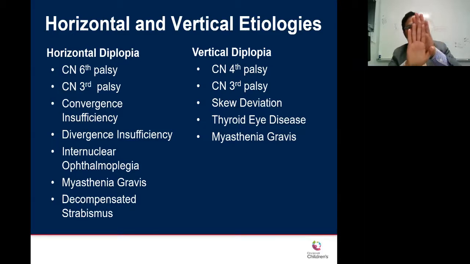Now, when you start to tell me that it's vertical, right, then you have to start thinking about what cranial nerves affect the vertical muscles. So we already know 3rd does, because we know that it does both. 4th is specific because it's superior oblique. It's involved in torsional muscles, so it has a vertical component. We know that when you disrupt the vestibular inputs, that can cause you to have skew deviation. And we know that thyroid eye disease and myasthenia can also be involved in causing vertical misalignments. And thyroid should be on this list too, because it can definitely cause horizontal diplopia as well.